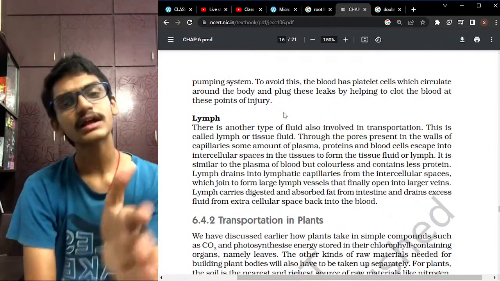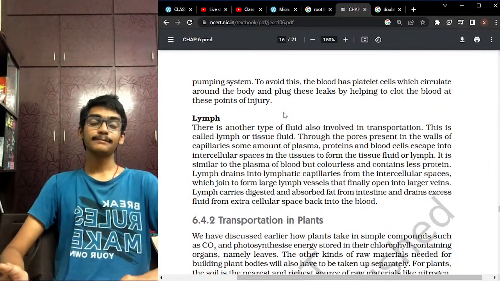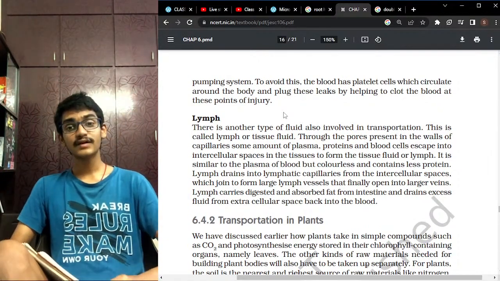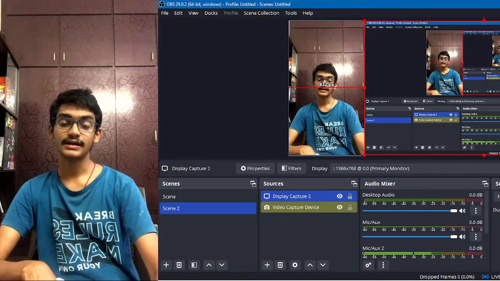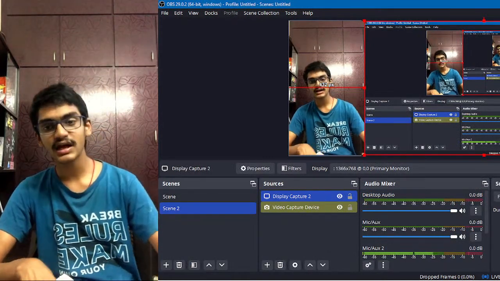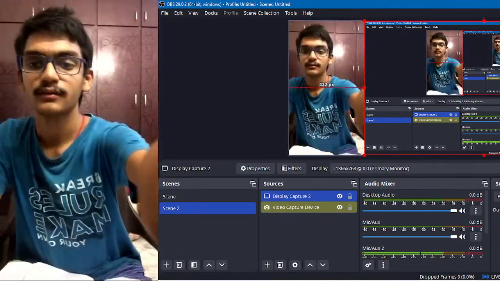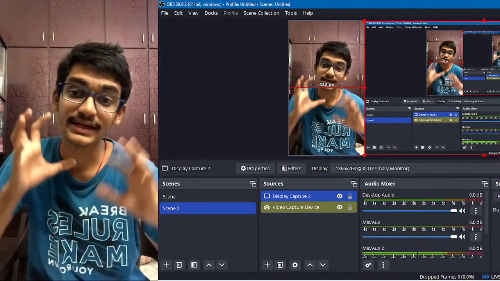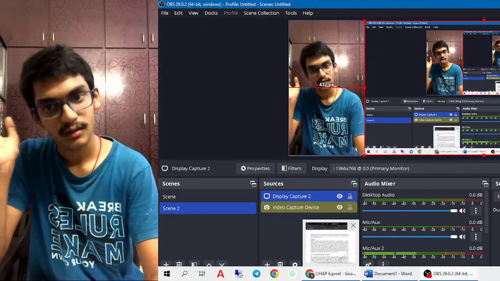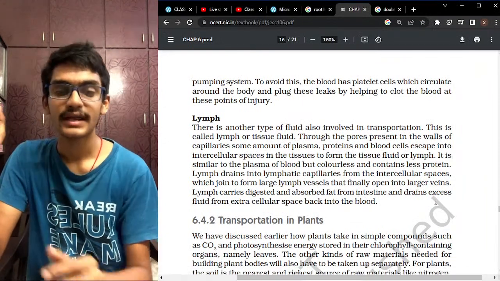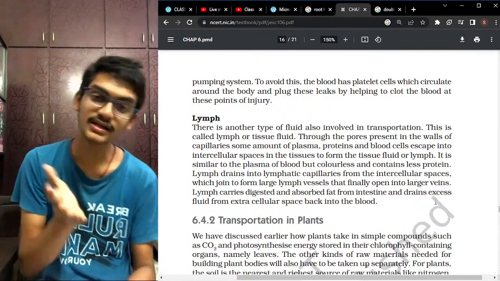It is similar to plasma, but the main difference is that it is colorless, and it also has less protein content compared to plasma. Plasma has a much higher protein content, whereas lymph has a lesser protein content. That is the main difference between lymph and plasma. Plasma has RBCs, because of which it is red in color, whereas lymph has WBCs, which are colorless.